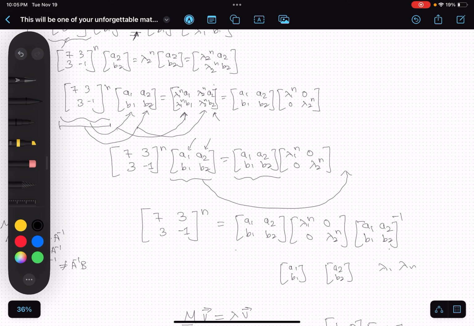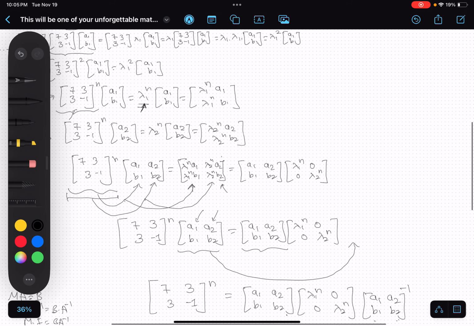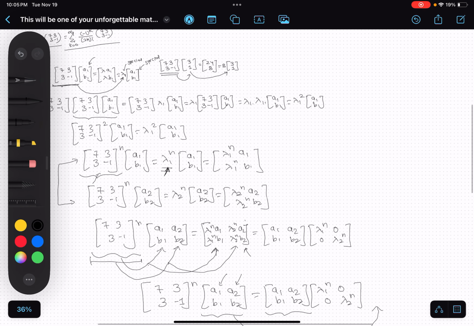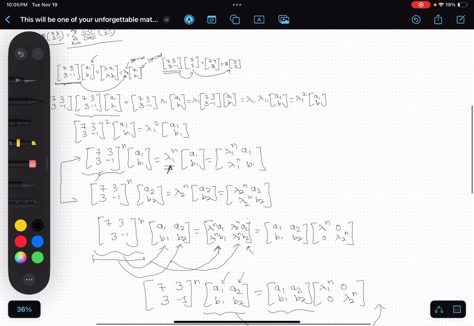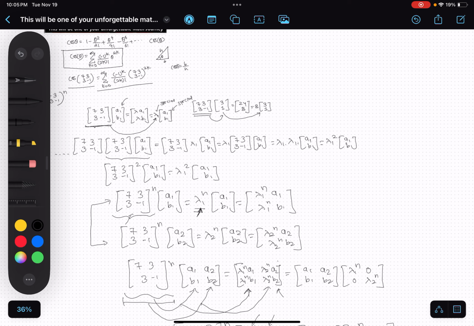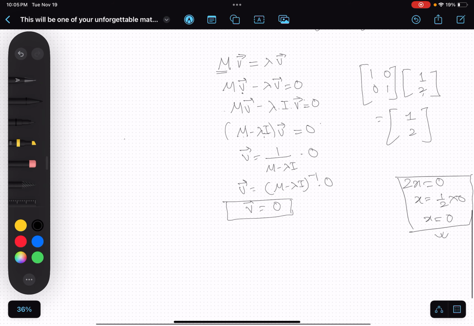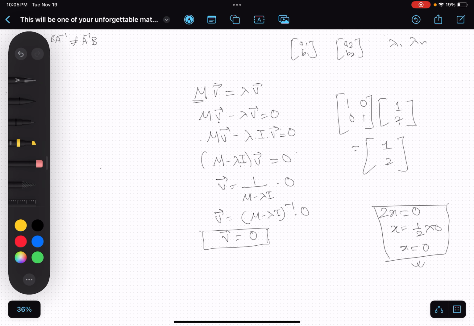If the b vector is 0, again there would be a problem, 0 0 0 0 again. This whole result is assuming that a1 b1 are some non-zero numbers, so that would be a problem. So that means that if we don't want our b vector to be just 0, we need to assume that this m minus lambda I does not have an inverse, right?